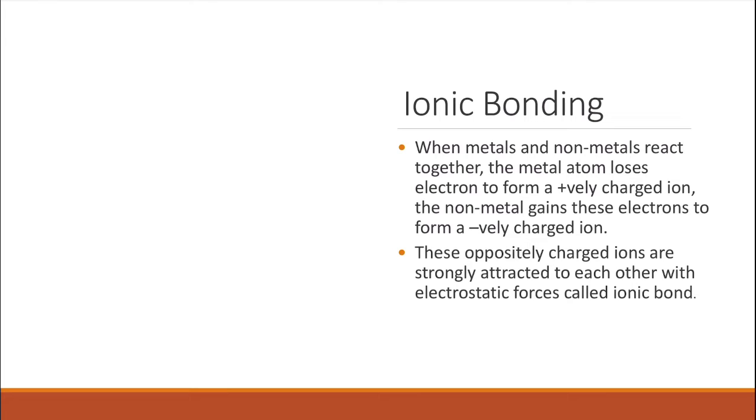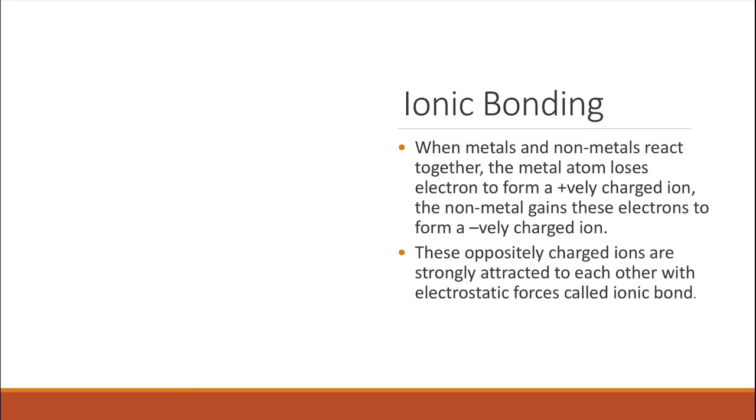So let's have a look at ionic bonding. So we said that ionic bonding comes from the electrostatic interaction between negatively and positively charged ions. So when metals and nonmetals react together, the metal atom will lose electrons and form positively charged ions. The nonmetal in the reaction will gain the electrons that the metal has lost, so they will form negatively charged ions. The electrostatic interaction between the oppositely charged ions will lead to the formation of what we call ionic bonding.